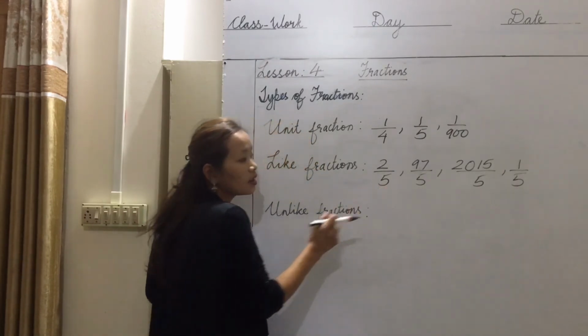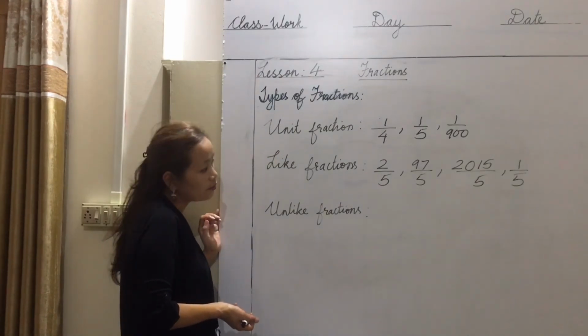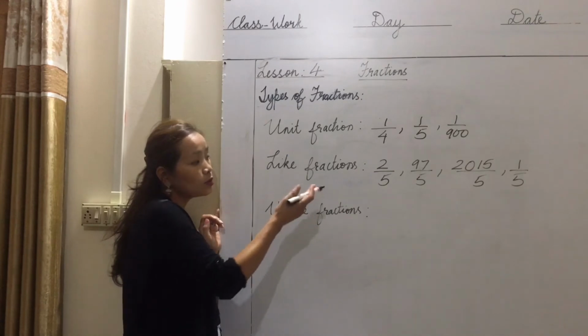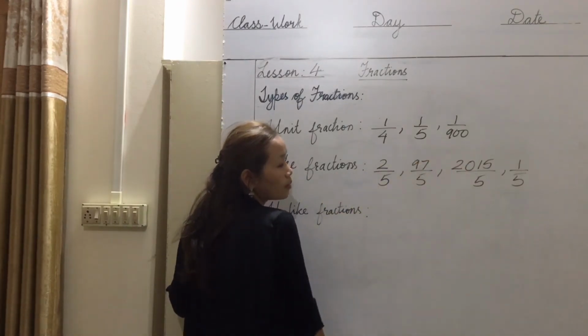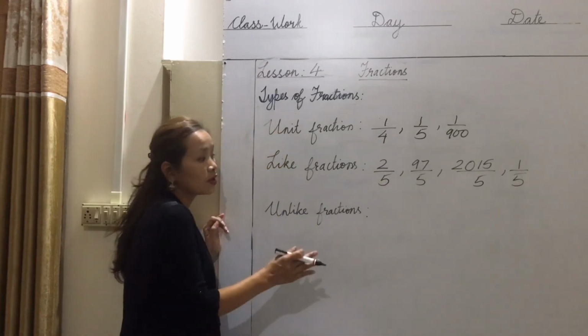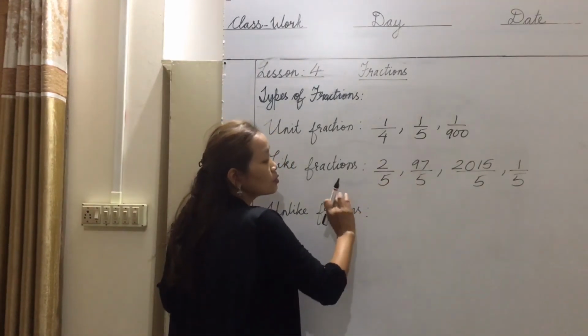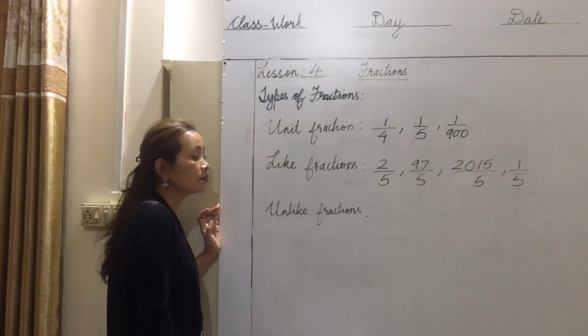Those fractions are called like fractions. The numerator could be any number, but since the denominators are all the same, they are like fractions.